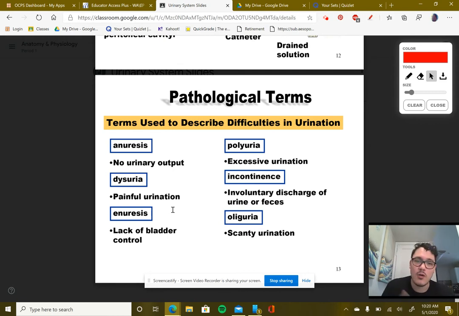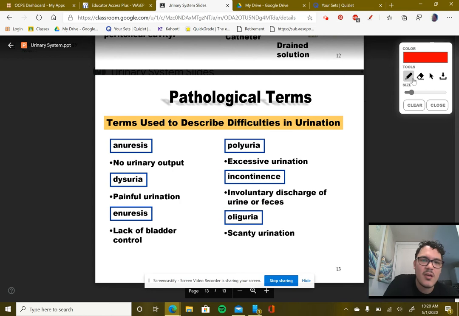Dysuria. Uria as a suffix. So I'll go ahead and just underline some of the stuff a little bit for us. So uria as a suffix is going to be indicating urine. Dysuria is just typically meaning painful urination.